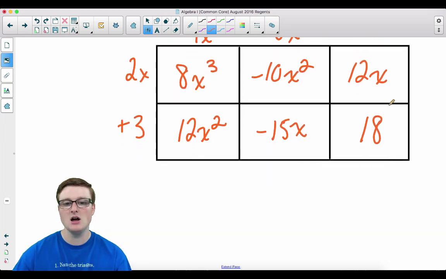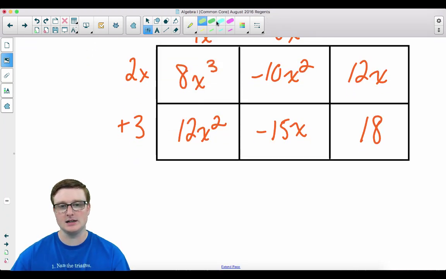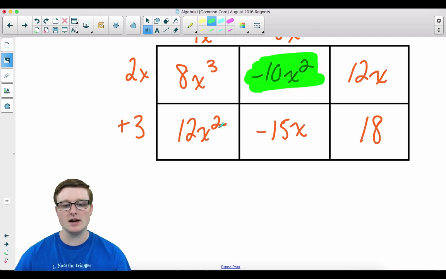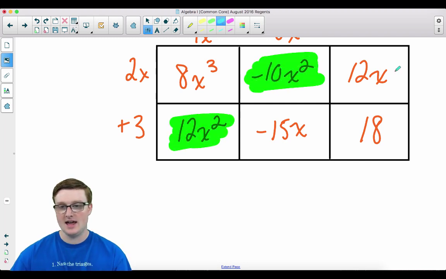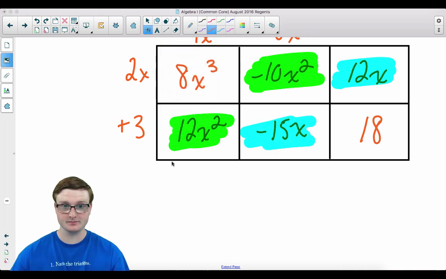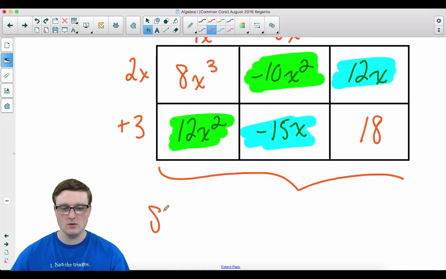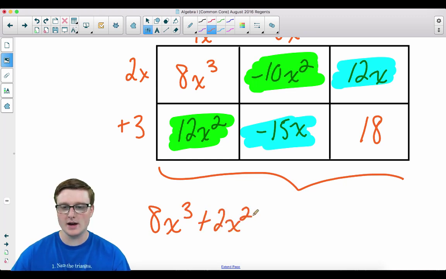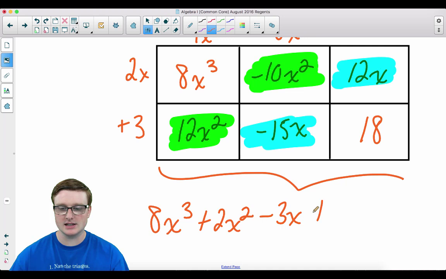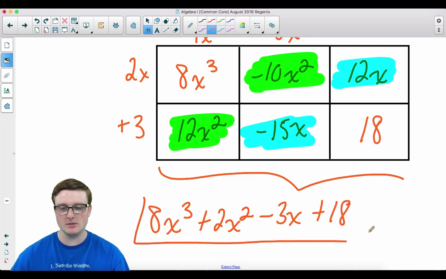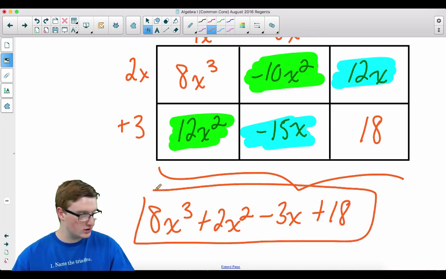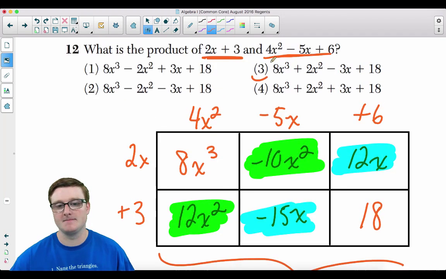So now from here, we are just going to combine like terms. So we get negative 10x squared and 12x squared, and we have 12x and negative 15x. Great. Combining like terms, we get 8x to the third plus 2x squared minus 3x plus 18. And that, ladies and gentlemen, is your answer, which it looks like it is going to be choice 3.